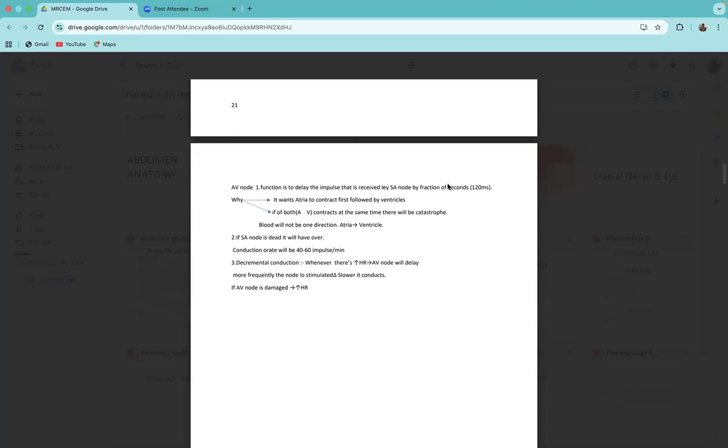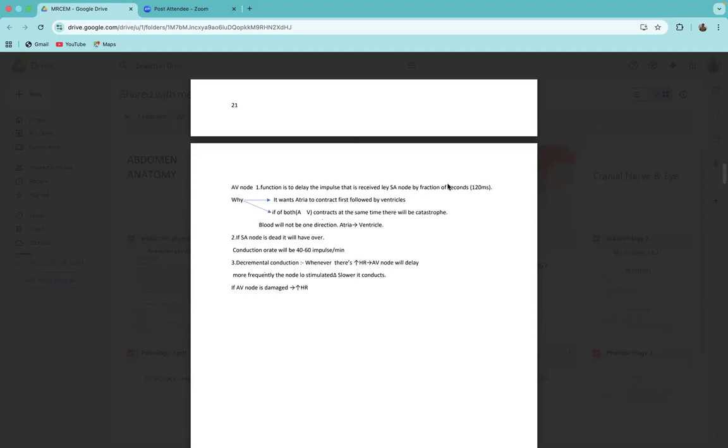If the SA node is dead, the AV node will take over, right? So it is the second pacemaker after the SA node. If by any chance, because of any disease, the SA node is not working, the atrioventricular node will function and cause the contraction of the heart and continue doing its function.